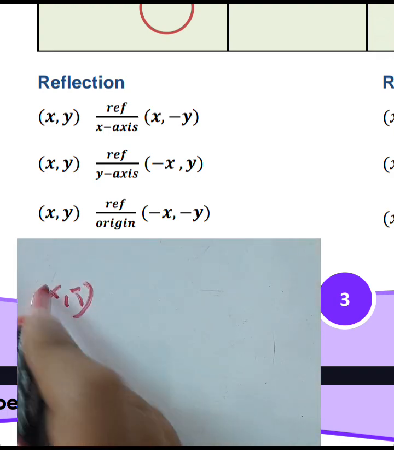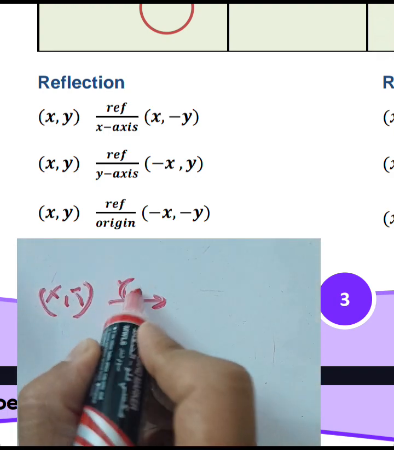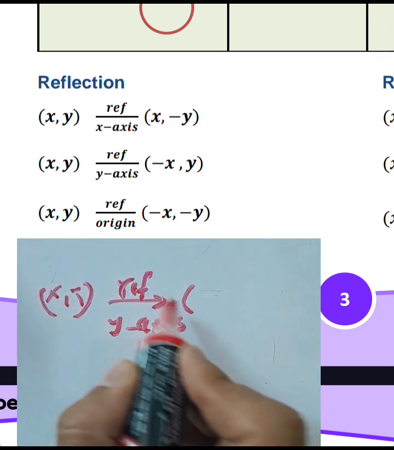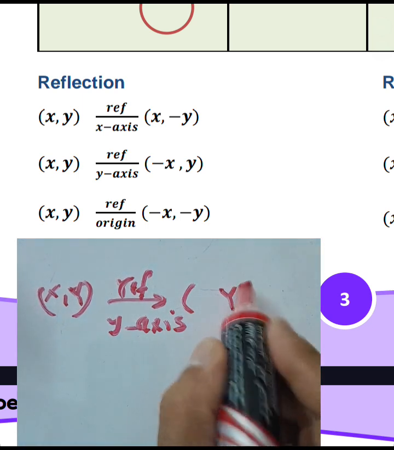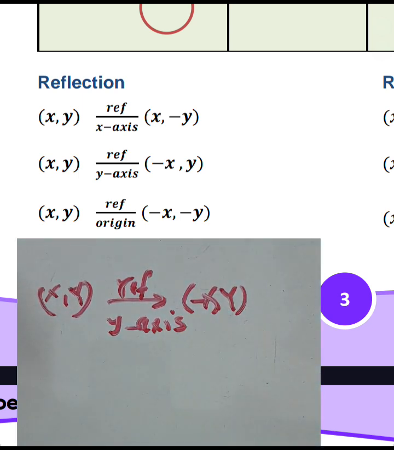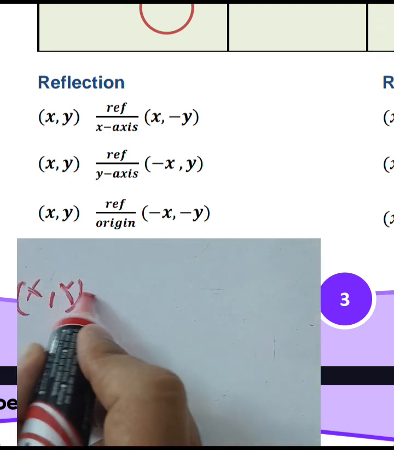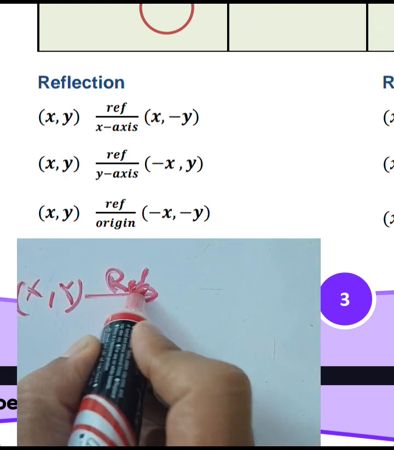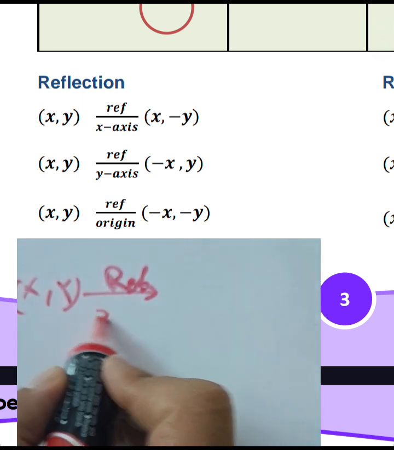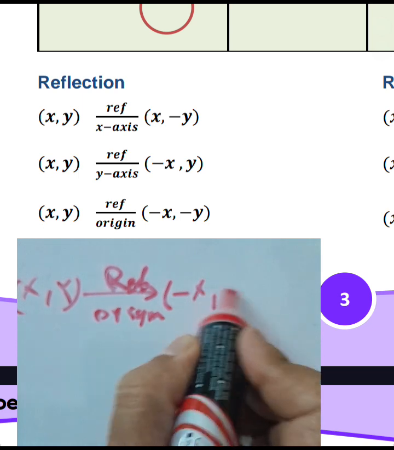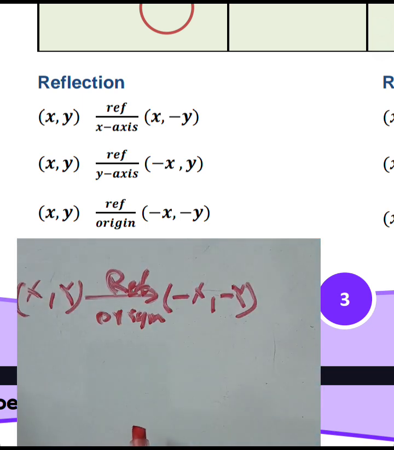And if you want to find the reflection about the y axis, you must put y and change the sign of x, it will be (negative x, y). And to find the reflection of the point (x, y) about the origin point, you must change the sign of x and the sign of y.